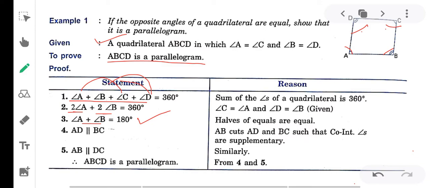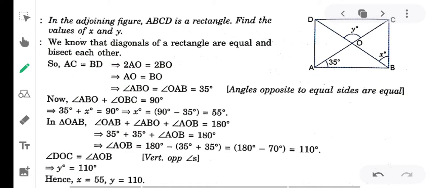Now angle A and angle B are co-interior angles, and they are supplementary. So we can write AD parallel to BC, and like that AB parallel to DC. As you can see, AD is parallel to BC and AB is parallel to DC. So opposite sides are parallel, so ABCD is a parallelogram. Clear? Next example, in the adjoining figure ABCD is a rectangle.